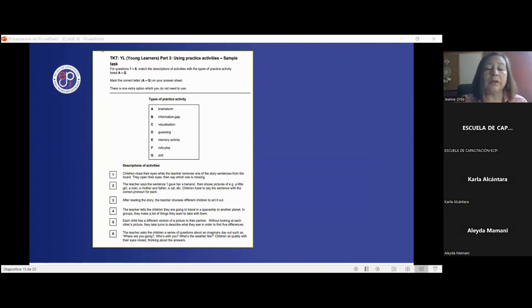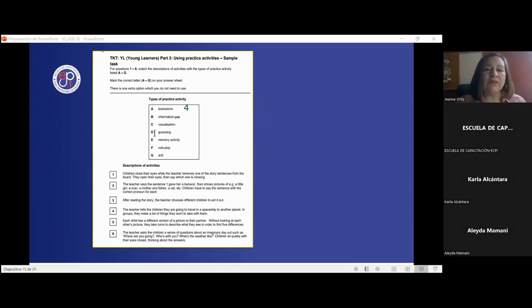What could be the correct number for brainstorming? Remember that brainstorming is to organize a list of ideas, right? So according to this, it's number 4. Why? Because it says the teacher tells the children they are going to travel in a spaceship to another planet. In groups, they make a list of things they want to take with them. So they are going to brainstorm ideas, right?